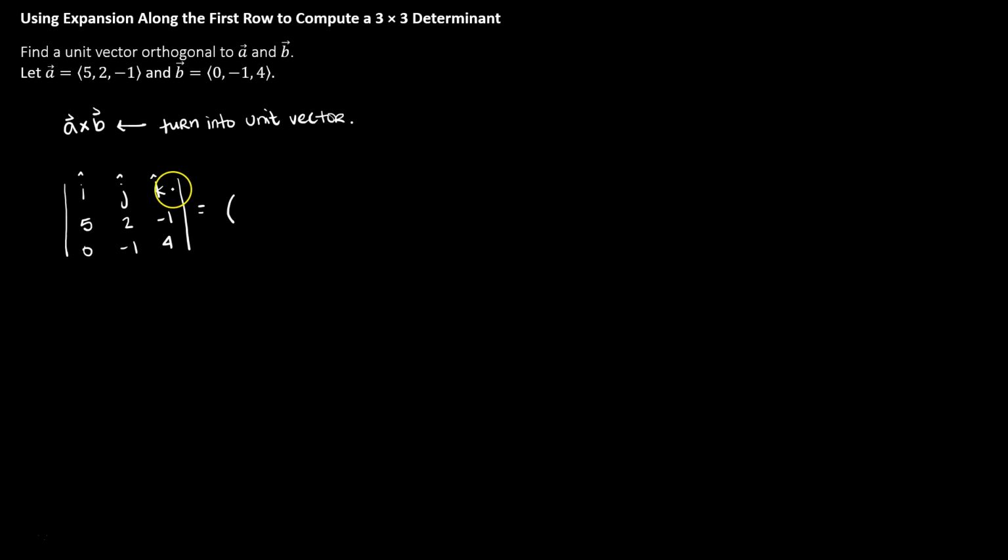If I'm looking at the i component, then I need to multiply 2 times 4 and then subtract -1 times -1. For the j, I need a minus up front. If I ignore the j row and column, then I'm multiplying 5 times 4 minus -1 times 0. And then lastly, for the k component, if I ignore the row and column that includes k, I'm multiplying 5 times -1, and then I'm subtracting 2 times 0. And then we simplify.